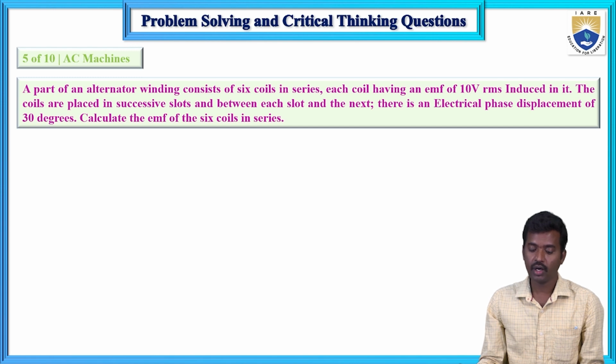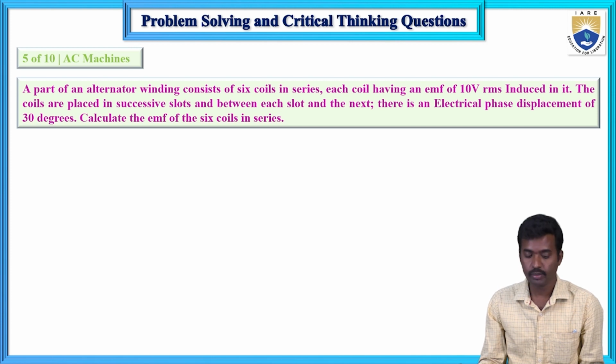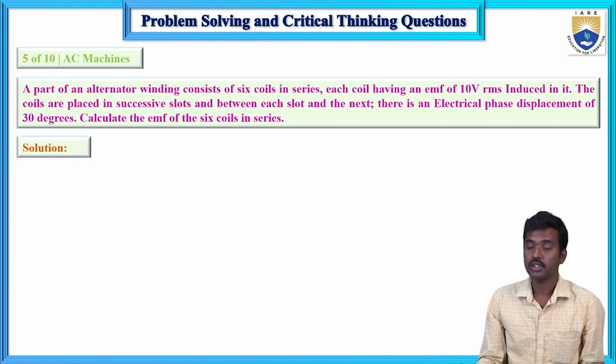A part of an alternator winding consists of 6 coils in series, each coil having an EMF of 10 volts RMS induced in it. The coils are placed in successive slots, and between each slot and the next there is an electrical phase displacement of 30 degrees. Calculate the EMF of the 6 coils in series.